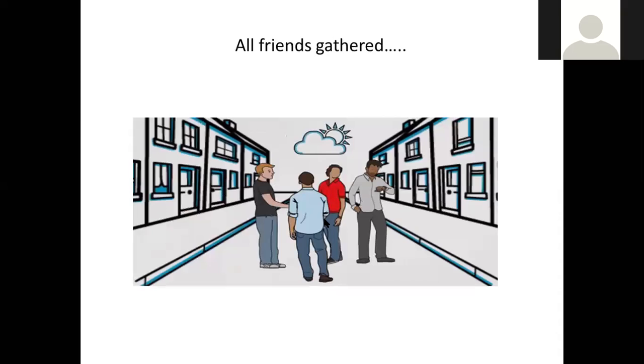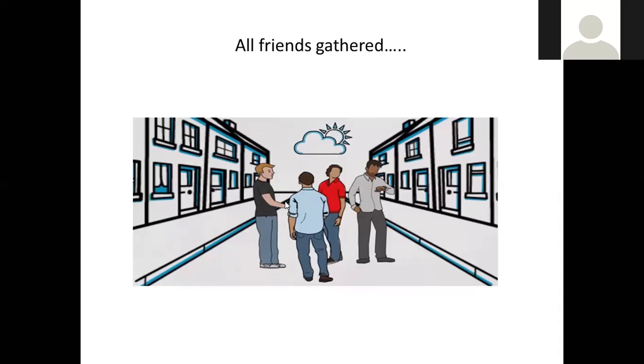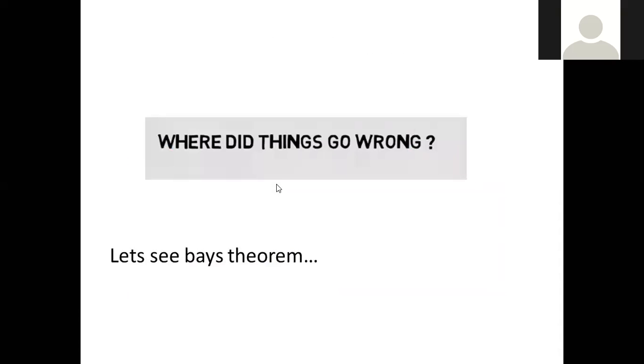Okay. So as per the plan, he called all his friends. All friends gathered together at the given timing for the rain dance party, and if you observe, there was no rain on that day, right? So obviously no rain was there, so the plan failed. Now we'll look at where things went wrong with respect to the Bayes theorem. So let's see the Bayes theorem.